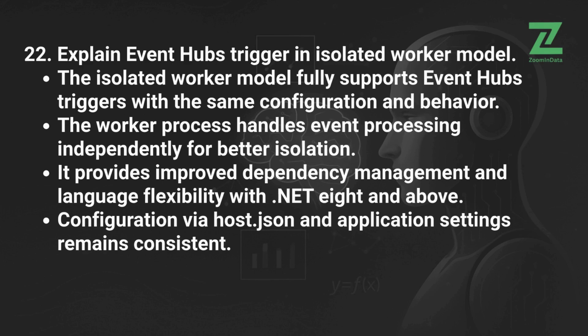22. Explain Event Hub's trigger in isolated worker model. The isolated worker model fully supports Event Hub's triggers with the same configuration and behavior. The worker process handles event processing independently for better isolation. It provides improved dependency management and language flexibility with .NET 8 and above. Configuration via host.json and application settings remains consistent.